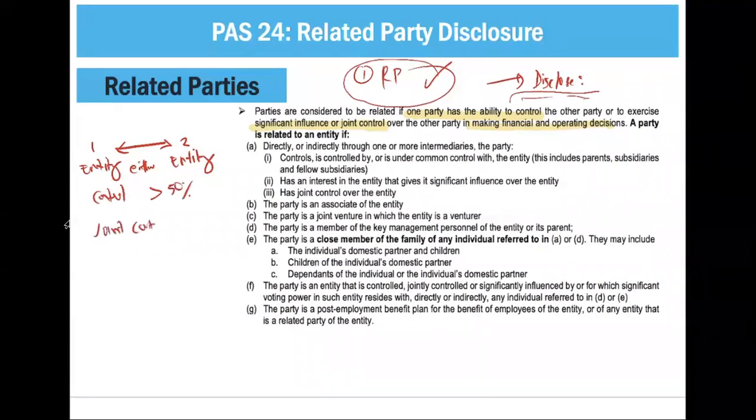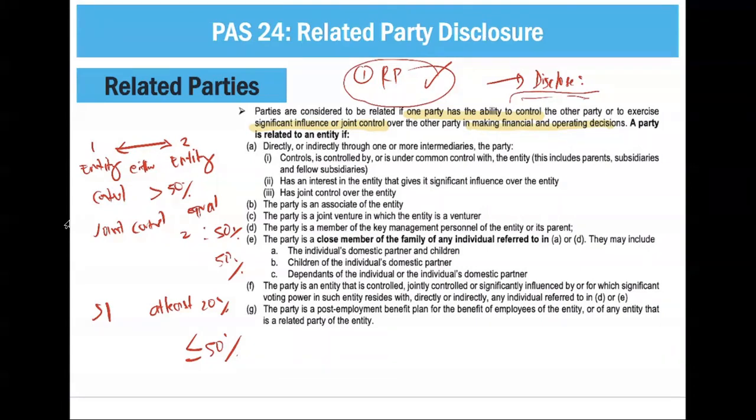Joint control, meaning equal control. So let's say two entities, each of them has 50-50. That's why it's called joint control. How about significant influence? At least 20%, but less than or equal to 50%. Take a look. Entity 1 has ownership over entity 2. When can we say there is an ownership again? If entity 1 owns the equity of entity 2, because equity shows ownership. I hope you already know those items.